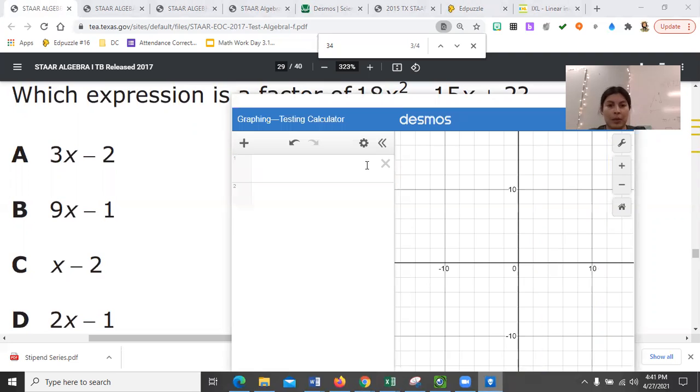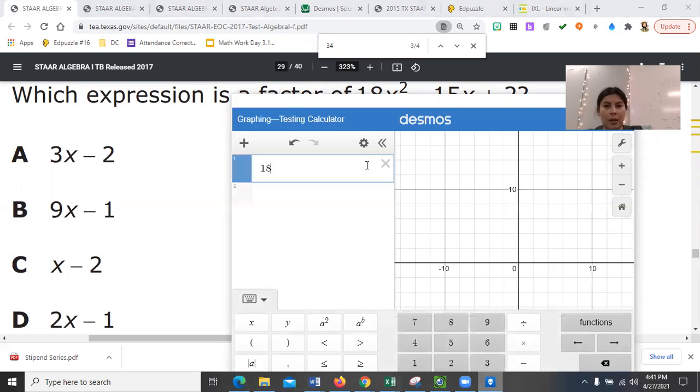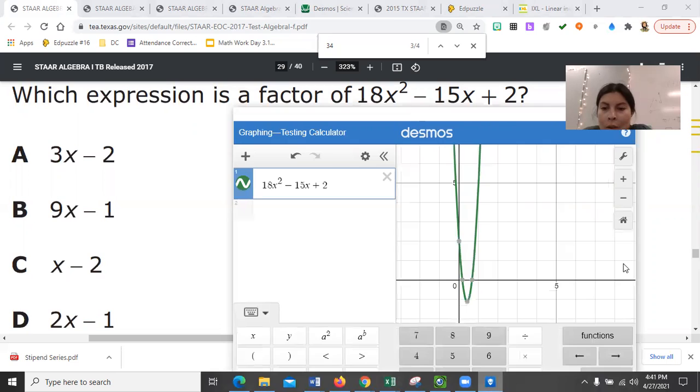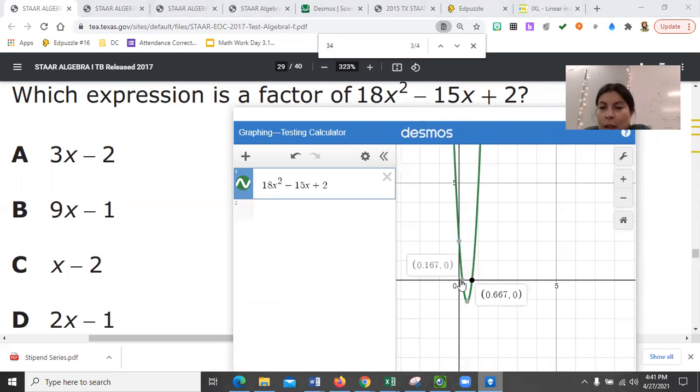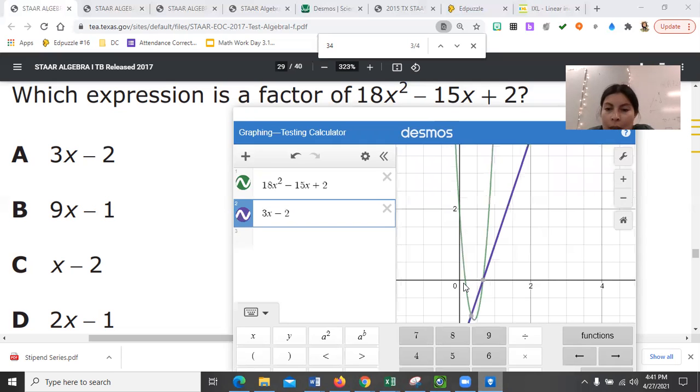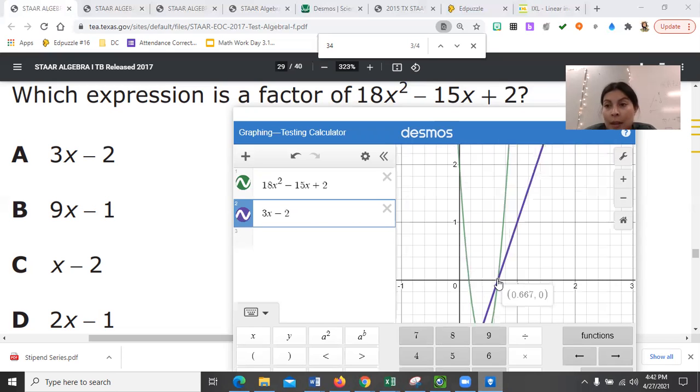So I'm going to type in my equation. X squared, is it plus 15 or minus 15? Okay, let me zoom in. Okay, so those are my zeros, there and there. So I'm going to see which ones are my factors. Remember, your factors go through the zeros. So 3x minus 2, if I zoom in, goes perfectly through my 0. So that's my answer. But let me show you the other one so you can see what I'm talking about.